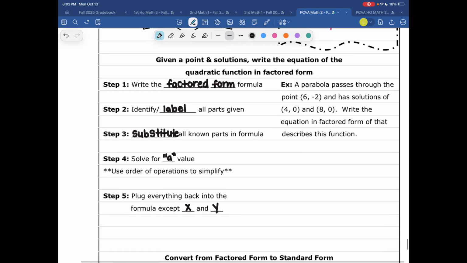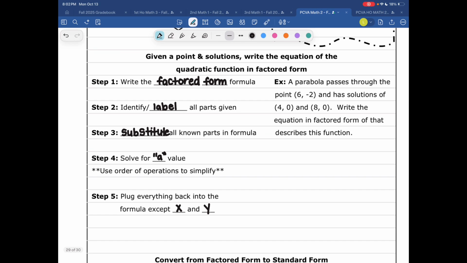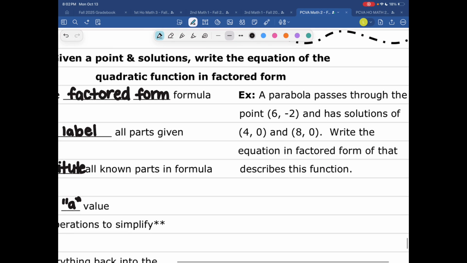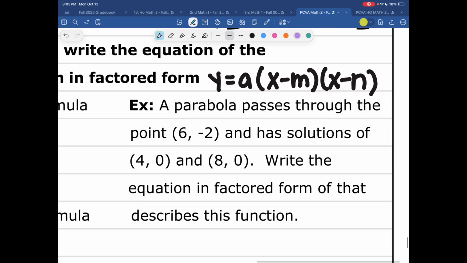So we're going to work through this problem right here, and we're going to look at each step, and I'm going to color code to walk you through it. So we're going to write the factored form formula. Again, the factored form formula is y equals a times x minus m times x minus n. Now, the next thing we need to do is label our parts here. So we want to label the information that is given. It says that the parabola passes through the point (6, -2). So 6, negative 2, that's my x and that's my y.